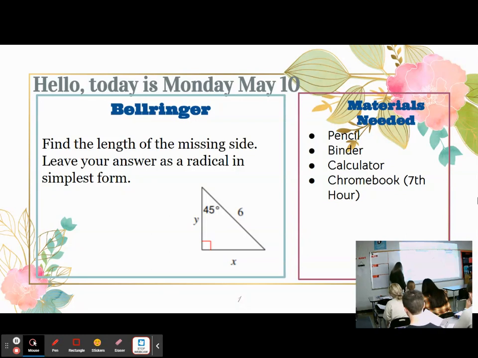Also, just a little trick for you to use, because hopefully some of you have noticed this already, and it's a really quick shortcut. On a 45-45-90 triangle, if they give you the leg, you multiply it by the square root of 2 to get the hypotenuse. If they give you the hypotenuse, you divide it by the square root of 2 to get the leg. Okay. So if they give you the leg, multiply it by the square root of 2. If they give you the hypotenuse, divide it by the square root of 2.